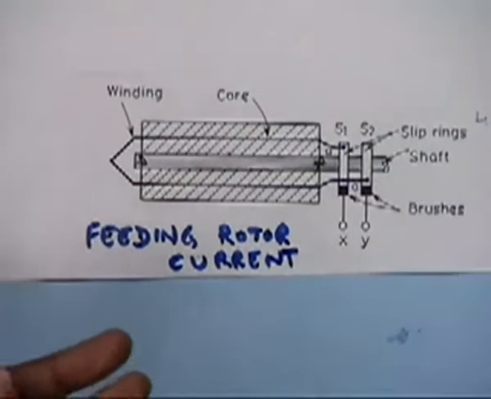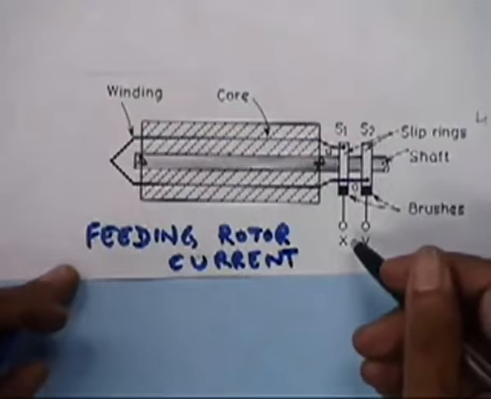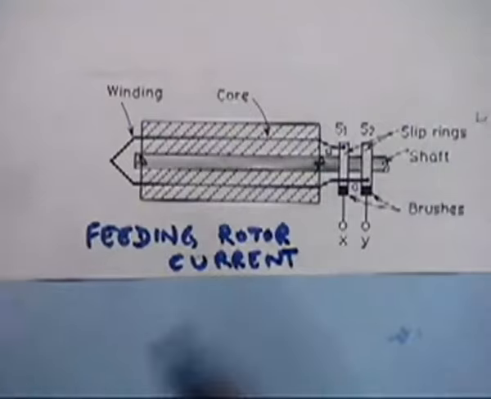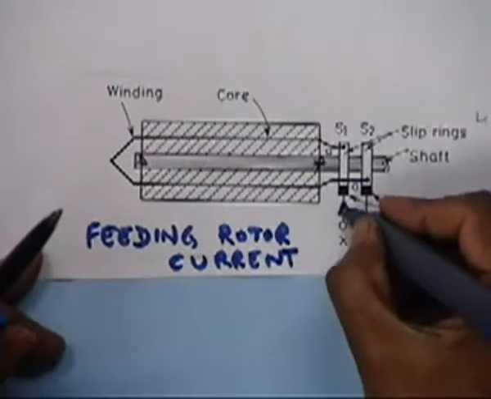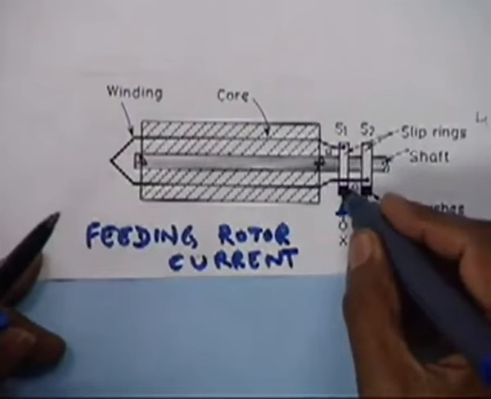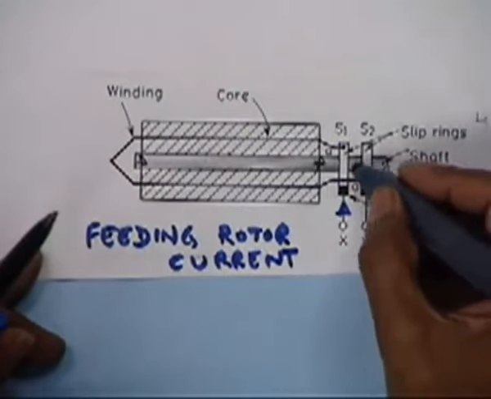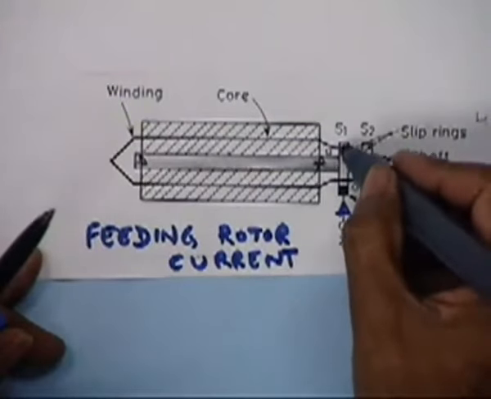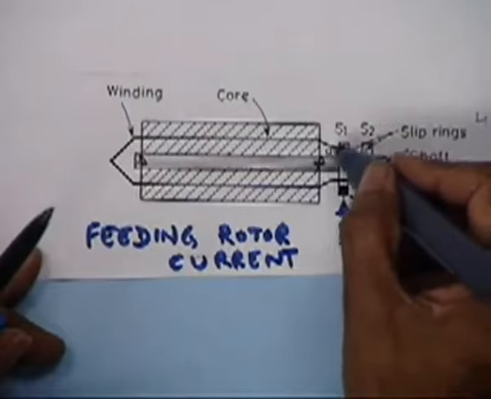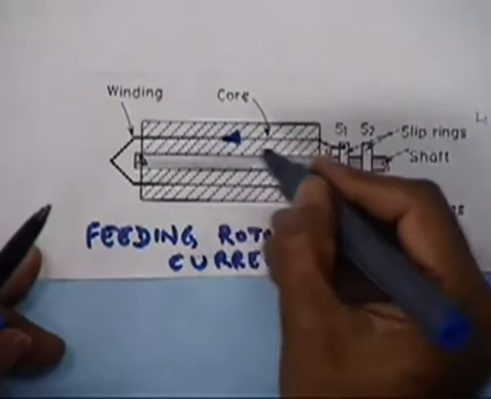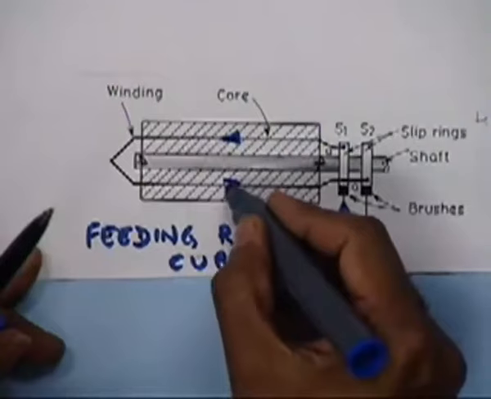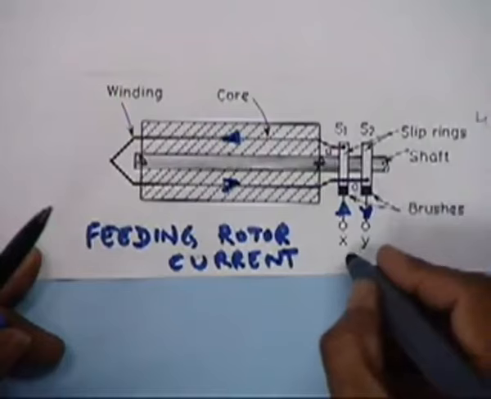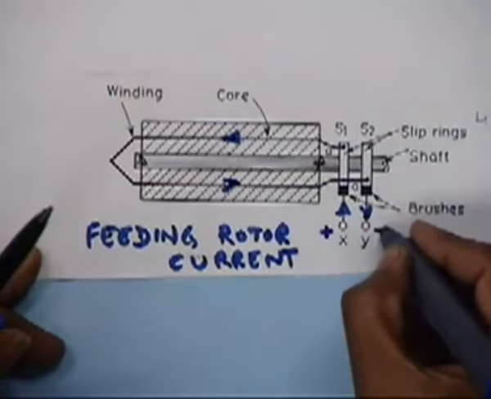That means from external sources you can pass a current through this terminal X through this brush, and these are the two slip rings, and the current would then pass through the slip ring S1, and it will go into the windings and come out of the winding like this, and then it will come out through the other slip ring S2. So you can pass a current with a positive and negative like this.